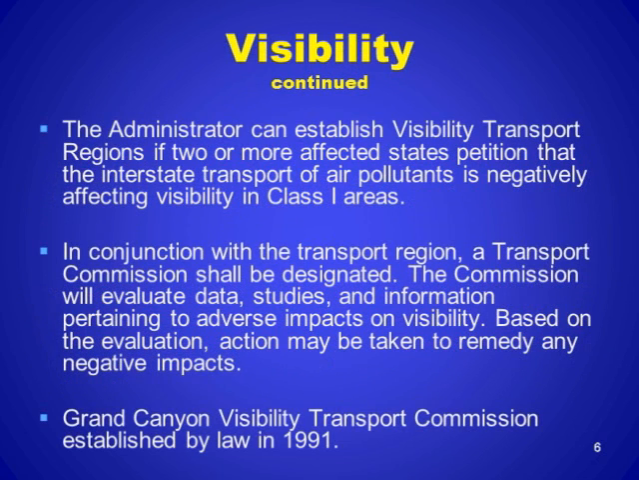The administrator can establish visibility transport regions if two or more affected states petition that the interstate transport of air pollutants is negatively affecting visibility in Class 1 areas. In conjunction with the transport region, a transport commission shall be designated. The commission will evaluate data, studies, and information pertaining to adverse impacts on visibility. Based on the evaluation, action may be taken to remedy any negative impacts. And there was a commission actually enacted by law, and that was the Grand Canyon Visibility Transport Commission.